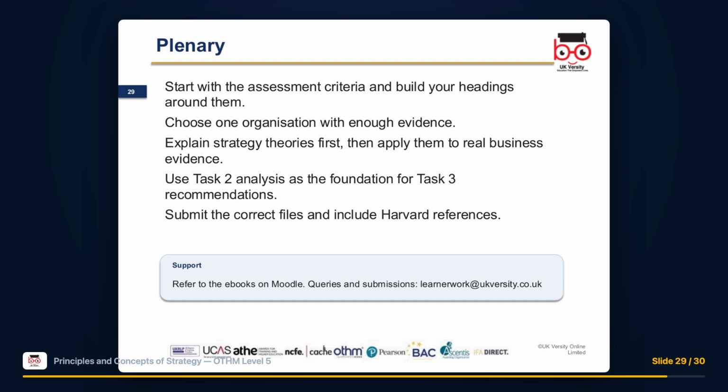So, to finish, start with the assessment criteria and build your headings around them. Choose one organization with enough evidence. Explain the strategy theories first, then apply them to real business evidence. Use your Task 2 analysis as the foundation for your Task 3 recommendations. And submit the correct files with Harvard references. Refer to the ebooks on Moodle, and send queries and submissions to learnerwork at ukversity.co.uk.